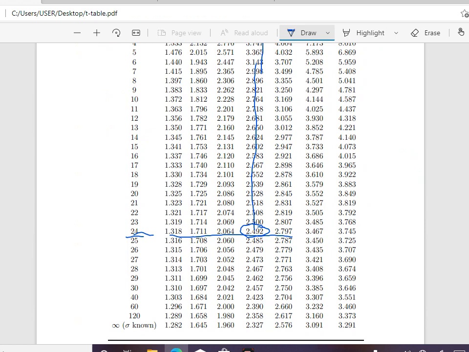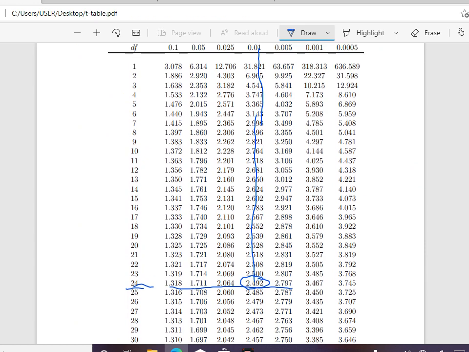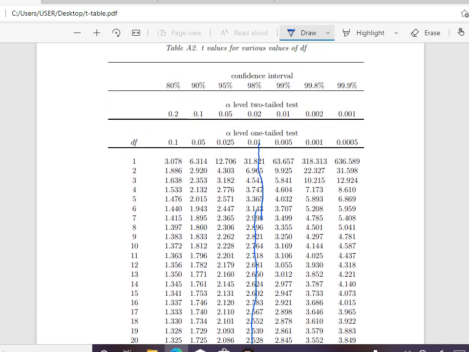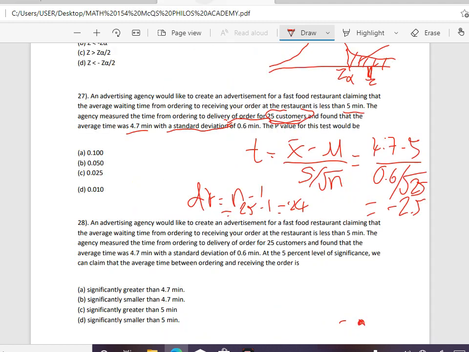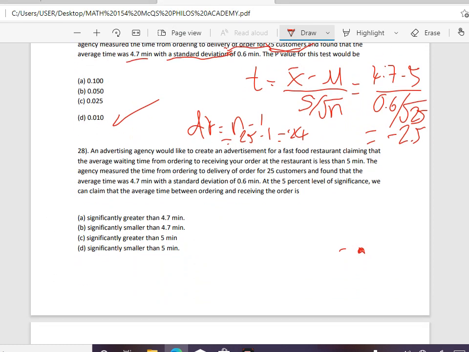So you go to your T table. You have 24 here, right? You check the degree of freedom of 24, then you trace it. You ignore the negative and look for 2.5. This is very close to 2.5, right? So you are taking this place. Then you trace it upward. It's a one-tail test, so when you trace it upward, you get 0.01. So your p-value is 0.01. So the answer is D.